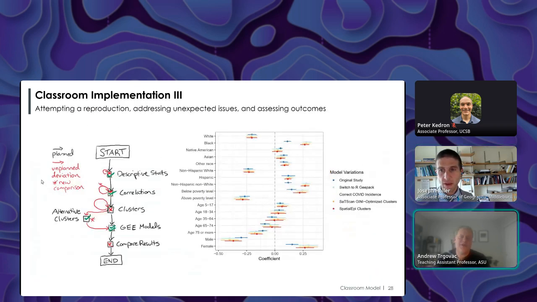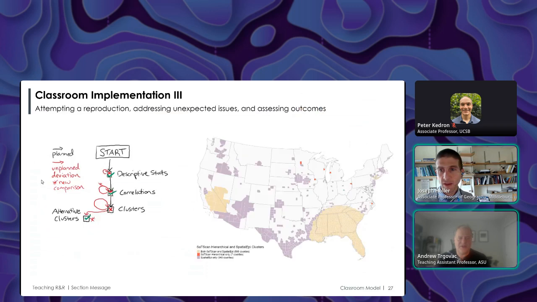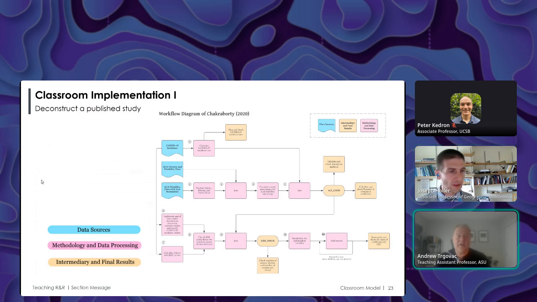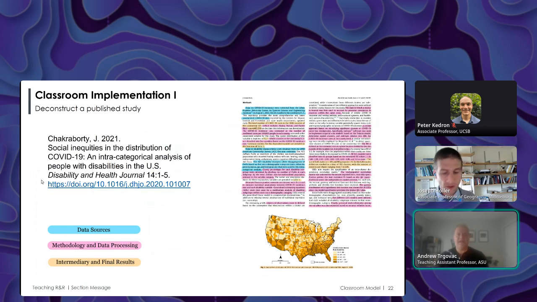And if I could, Joe, sorry, could you go back to the Chakraborty? Which one? The first one where you're doing the highlighting. Yeah. Next one. Perfect.